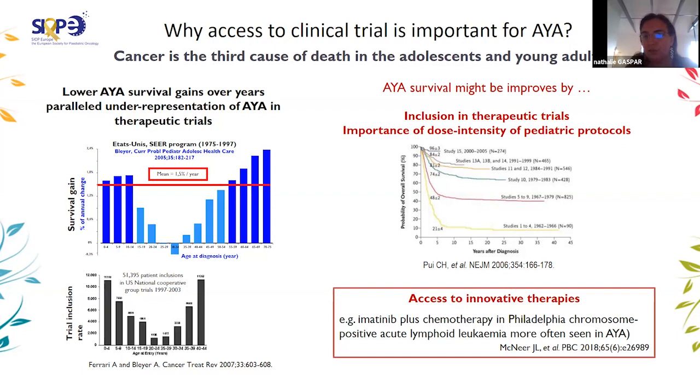Being included in a trial can also be important to have quick access to innovative therapy, and usually adult patients have quicker access to this innovative therapy. Then participating in a trial can possibly improve survival. So it's very important to try to understand what the problems are for adolescents and young adults being part of these trials, and to try to improve the inclusion of these patients in trials.